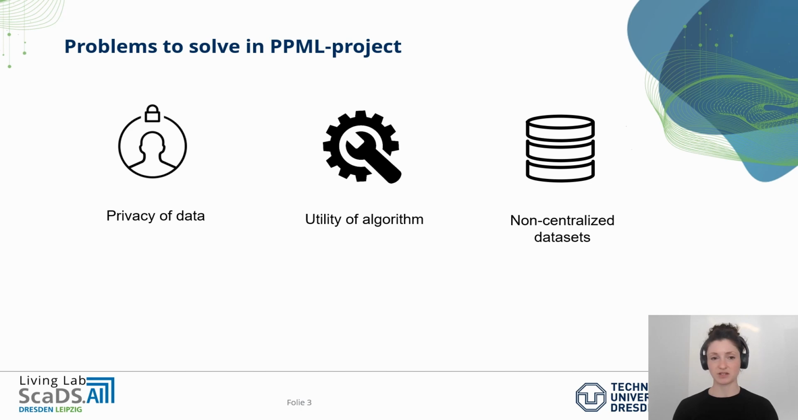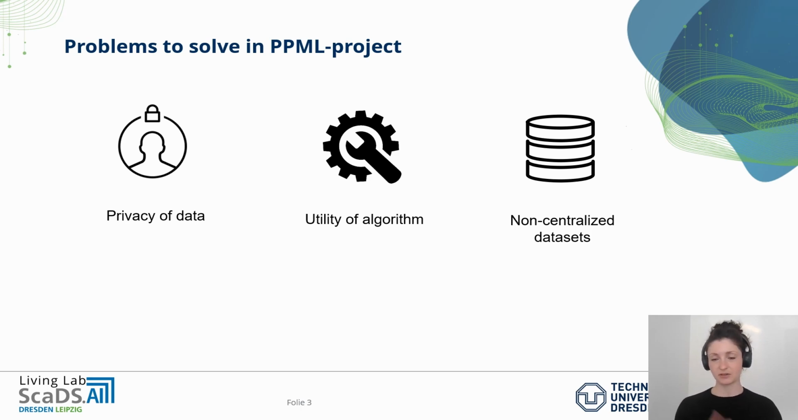So first, we have to guarantee the data's privacy, of course. But what kind of privacy can we guarantee? How can we measure privacy, and how can we protect it? Secondly, we want the algorithm's utility to be as good as possible. And utility means, in this context, the functionality of the algorithm. And of course, we've got various institutions. You remember the hospitals, and they do not want to share their data. So we have to handle non-centralized data sets. How do we do that?